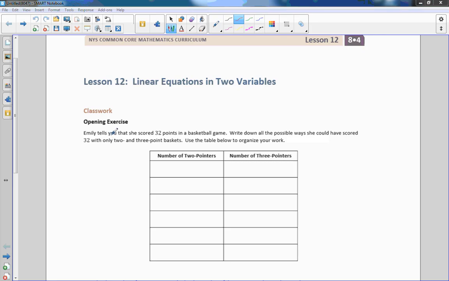Okay, so there's an opening exercise here. It says, Emily tells you that she scored 32 points in a basketball game. Write down all the possible ways she could have scored 32 with only 2 and 3 point baskets. Use the table below to organize your work.